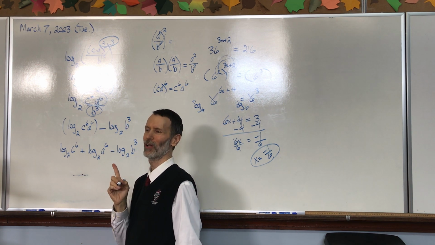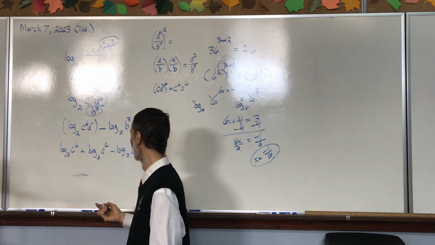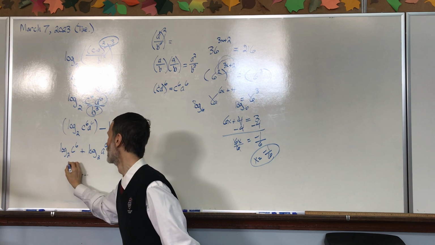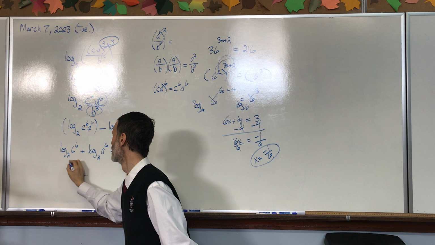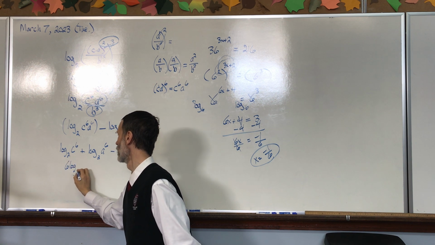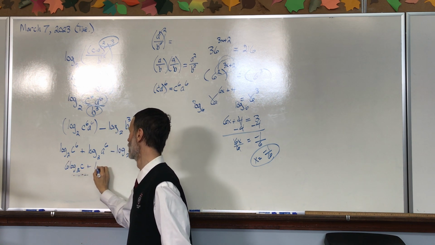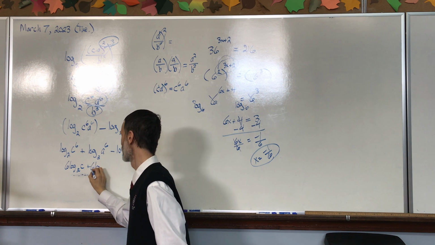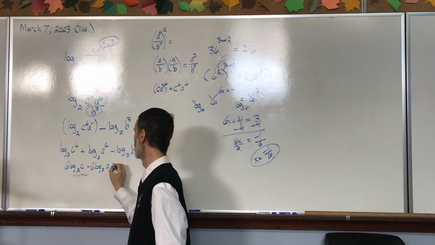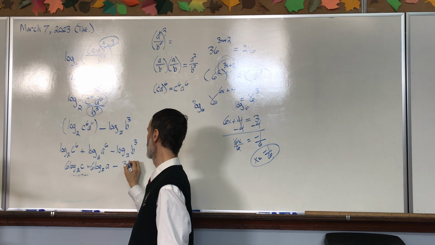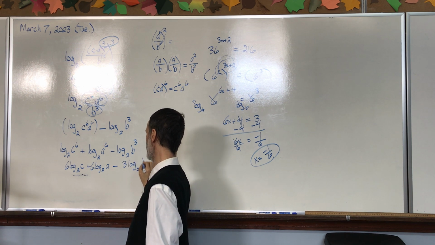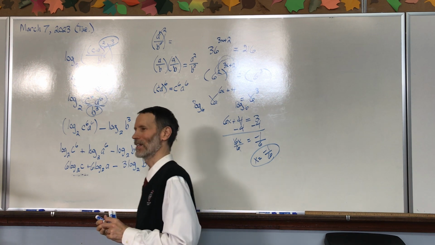And then you do the third rule. Everybody's favorite rule. What's this? 6 log base 2 of C plus 6 log base 2 of A minus 3 log base 2 of B, and you're done. That's it. Cool.